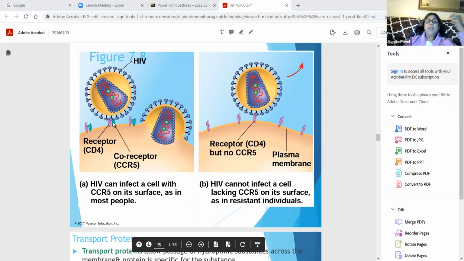So you have a receptor and a co-receptor molecule. The co-receptor has to bind to the HIV to cause the infection. In this case, the receptors are only CD4. Everyone has these receptor molecules, the CD4 receptors. But if you do not have the co-receptor CCR5, which needs to bind to the receptor molecule in order to infect the individual and cause HIV, you are resistant.